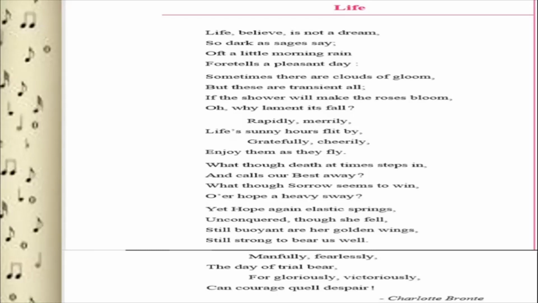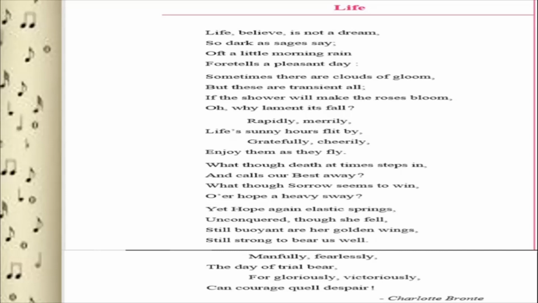Rapidly, merrily, life's sunny hours flit by. Gratefully, cheerfully, enjoy them as they fly. So, rapidly, life passes very fast. Now, just now you were in the 8th standard and now you are in the 9th standard. So, you see how fast your life has changed. So, life goes by very quickly. So, what should you do? Instead of sitting and crying, instead of sitting and feeling bad and sorry for things, you should enjoy them.